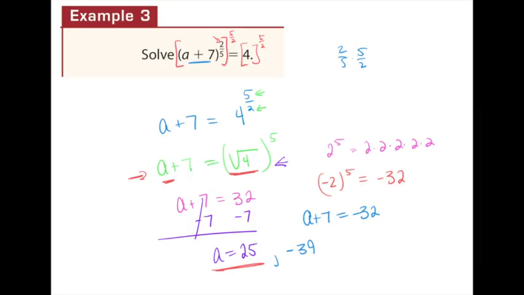So I could have two answers here. I could have 25 and 39 as my answers, negative 39. And so you do need to go back in and see if those work, okay?